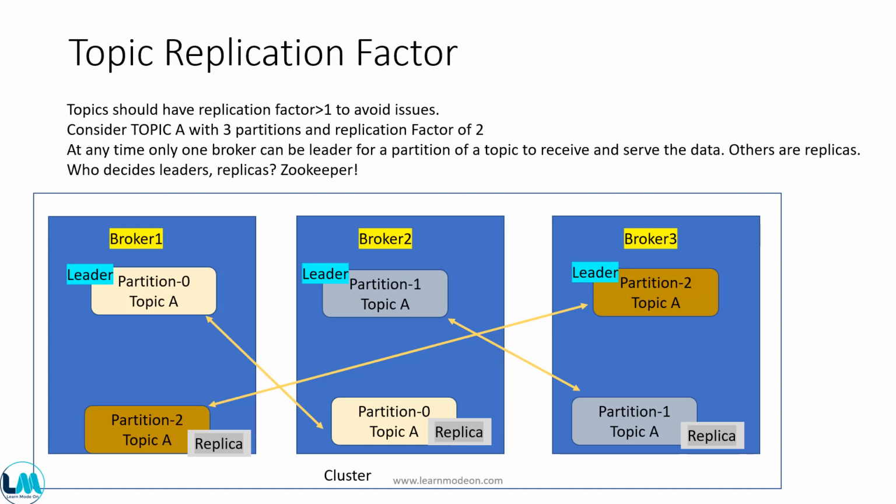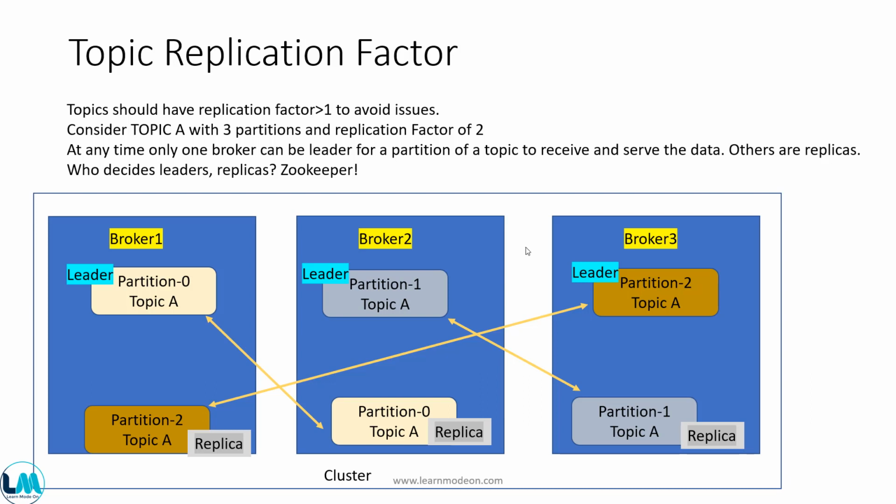Now let's see topic replication factor. Topics should have a replication factor greater than 1 to avoid issues. So what is this replication factor? Whenever we send a message to a topic, we want to create a replica of that message, so that just in case a broker is down, we want the data available at all times. So the second copy acts as a leader and sends the data to the client.